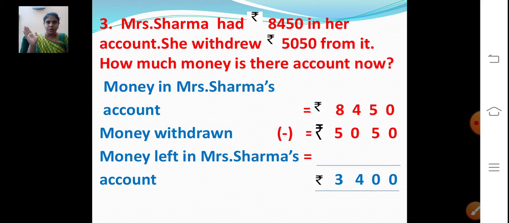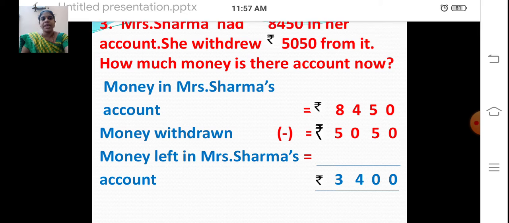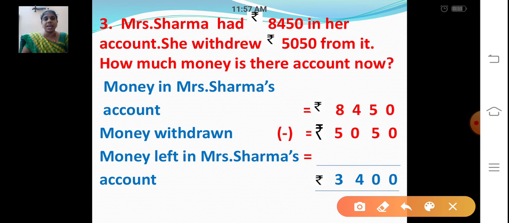So first, Mrs. Sharma had rupees 8,450 in her account. After that, she withdrew some money from that. So how much money is left over? That we are going to find out. So we are going to do subtraction. Write down the statement. Money in Mrs. Sharma's account. How much money was she having? 8,450. Write it down.